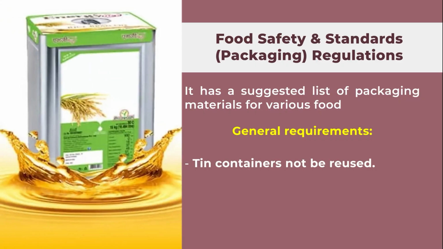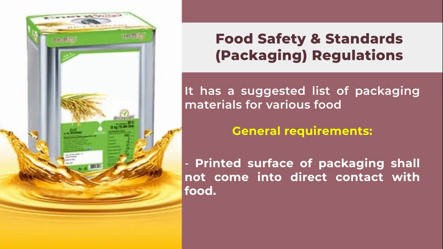And the primary packaging material, which comes in direct contact with the food, has to be made of only food grade material. Packaging material must be as per the specification mentioned in these regulations. You might have seen the tin containers which are used for the packaging of edible oil. Tin containers should not be reused. The printing inks can contaminate the food, so the printing ink quality should conform to the Indian standards mentioned in this regulation, and the printed surface of packaging shall not come into direct contact with the food.